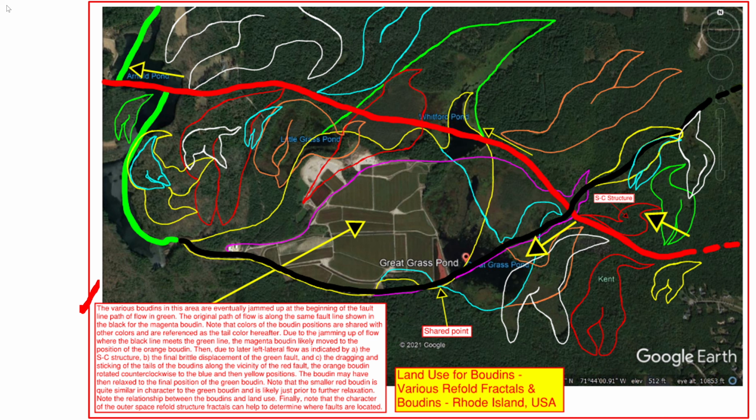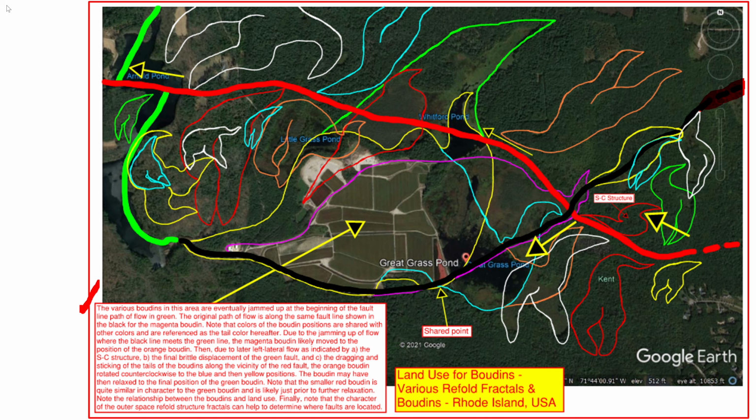Finally, note that the character of the outer space refold structure fractals can help to determine where the faults are located. Okay, so there's this Boudin path in black. You see that? I'm highlighting the one end of it here. And that followed to the path in green further along. You can see that on the left side.